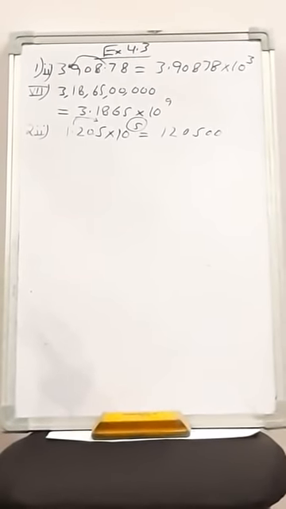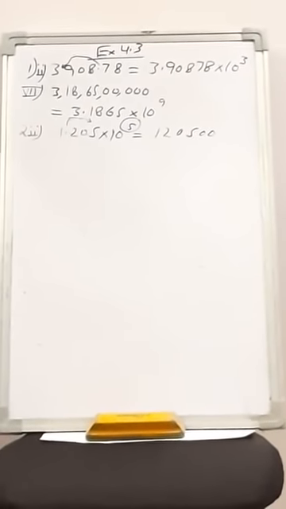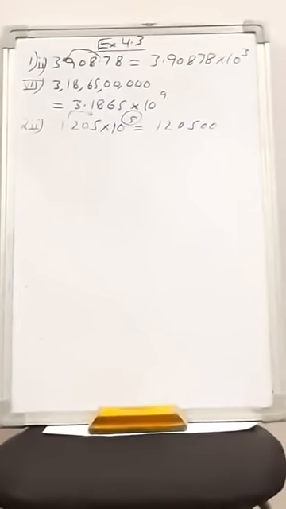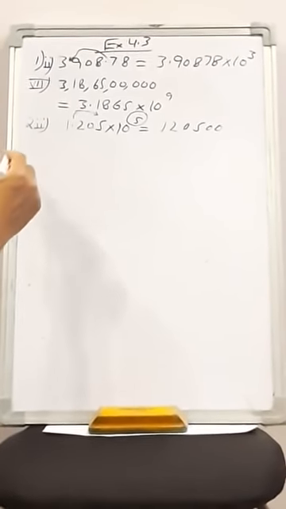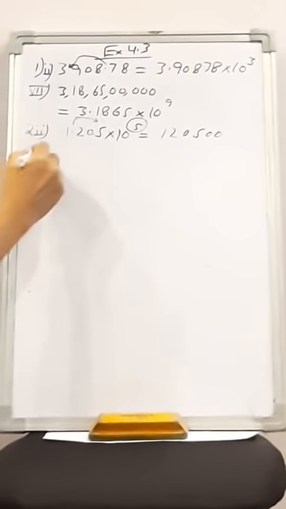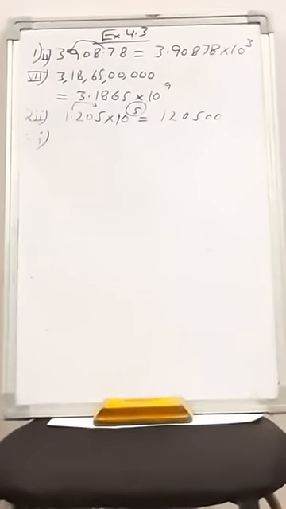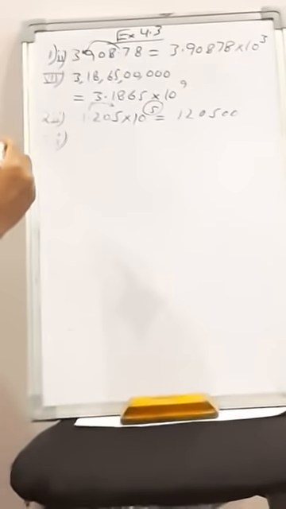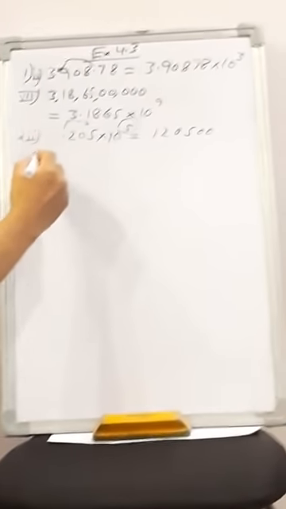Now look at question number 3. Express the numbers appearing in the following statements in scientific notation or standard form. So here again a large number is given and you have to write the given number in standard or scientific notation form. So let us see the first part.